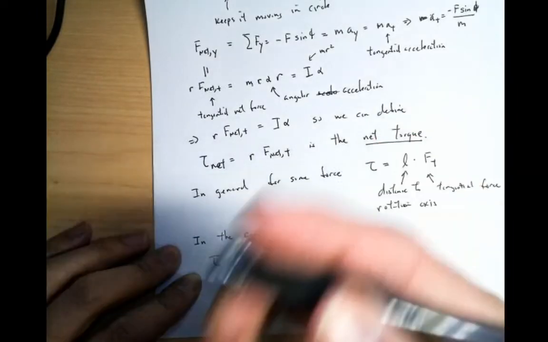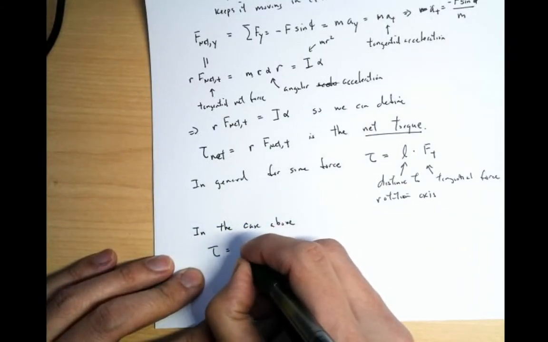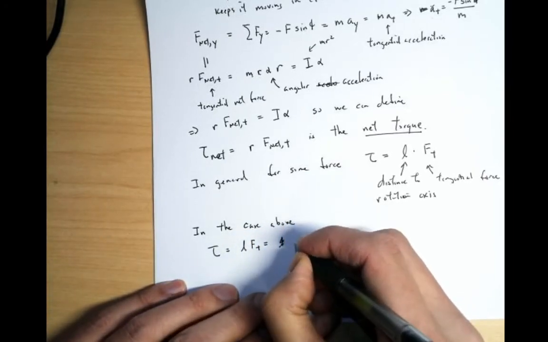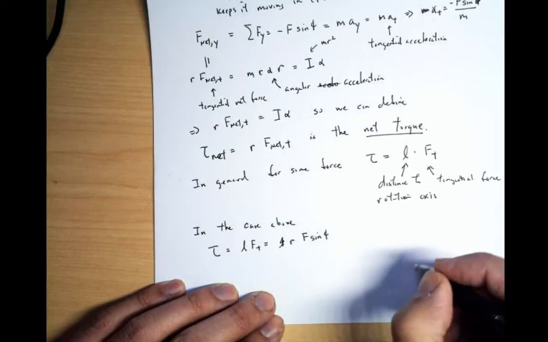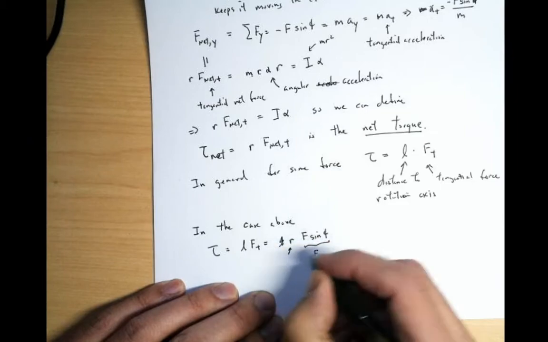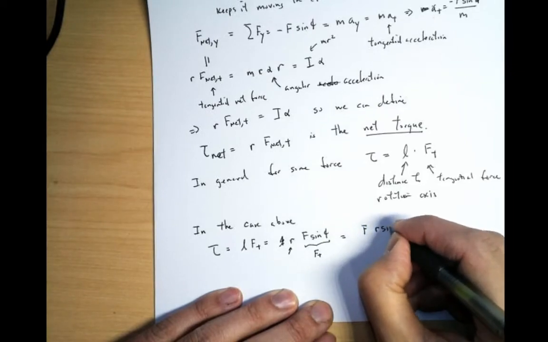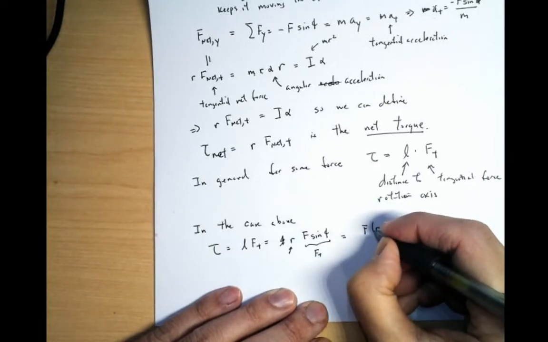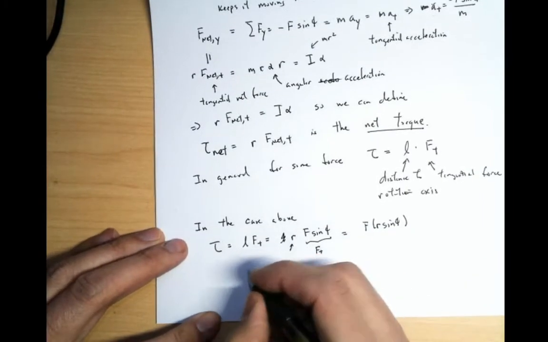Tau, right? There's only one torque, so the net torque is just equal to the regular torque. This is basically L times F_T. In this case, it was R times F sine phi. So you read this one as the tangential force, and this is the distance to the origin. But you can also regroup this to be F times R sine phi. It's just multiplication, so you can group it however you want. Let's look at the differences between these two things.